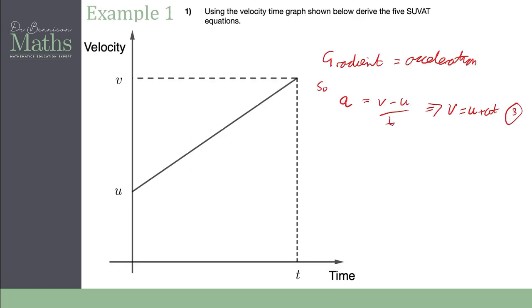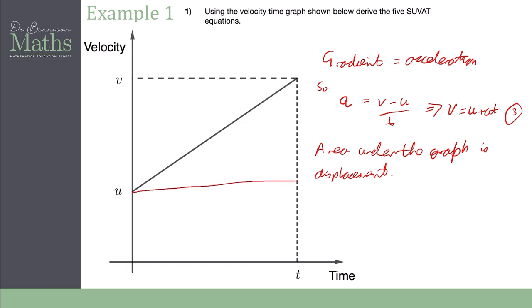Equations 1 and 2 come from using the fact that the area under the curve is displacement. So the area under the graph is displacement, and we're going to do this in a couple of ways. The first thing I'm going to do is split this into a rectangle and a triangle, equation 2 and equation 1. So s then is the area of 1 plus the area of 2.